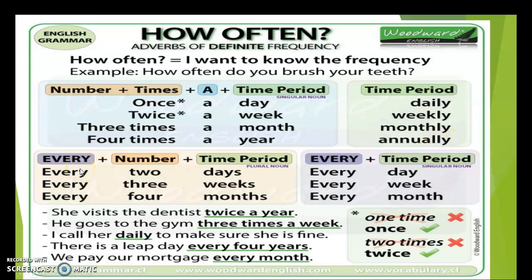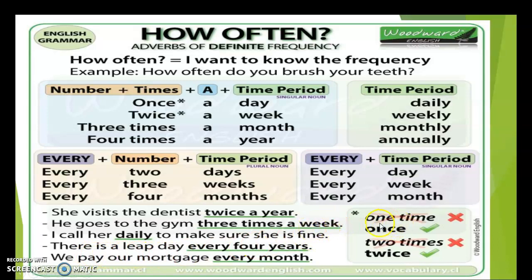How often do you study? You can use every plus number plus time period. For example, every 2 days, every 3 weeks, every 4 months. I can also use every plus time period, every day, every week, every month. Here are some examples. She visits the dentist twice a year. He goes to the gym 3 times a week. I call her daily to make sure she is fine.